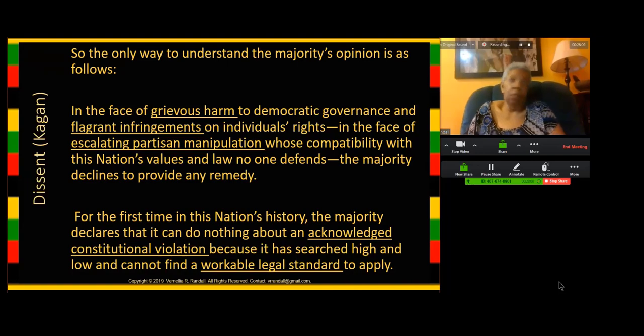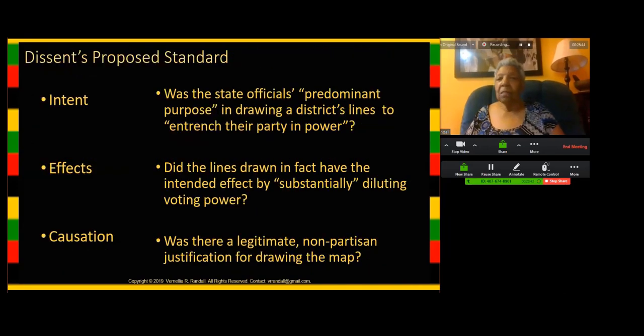So the majority is saying, yeah, this violates the Constitution because it disrupts the one person, one vote view of the Constitution as embedded in the articles. But they're like, we can't do anything about it because we don't know of a workable legal standard. In order for law to work, there has to be a standard that people can apply. Now the reality, and this is what Kagan points out, is that that's what courts are supposed to do. Courts set standards all the time, and then over time, they define what those standards mean.